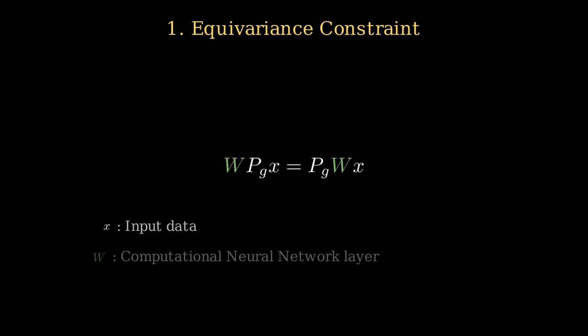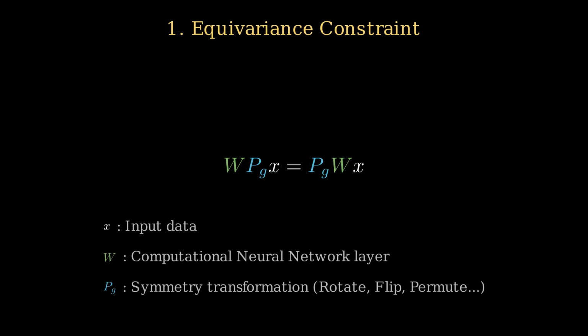How do we define this mathematical constraint? It can be written as an elegant equation. W times P_G times X equals P_G times W times X. Here, X is the input data. W is the learnable weight matrix. And P_G is the symmetry transformation matrix, representing actions like rotating, flipping, or permuting.